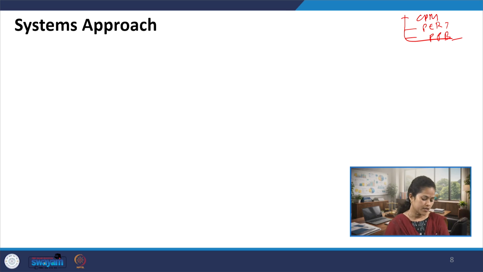So the next one that we will be discussing is the system approach. So what is this system approach? As we understand, we can go back to the nomenclature or name of this particular approach, that is system.